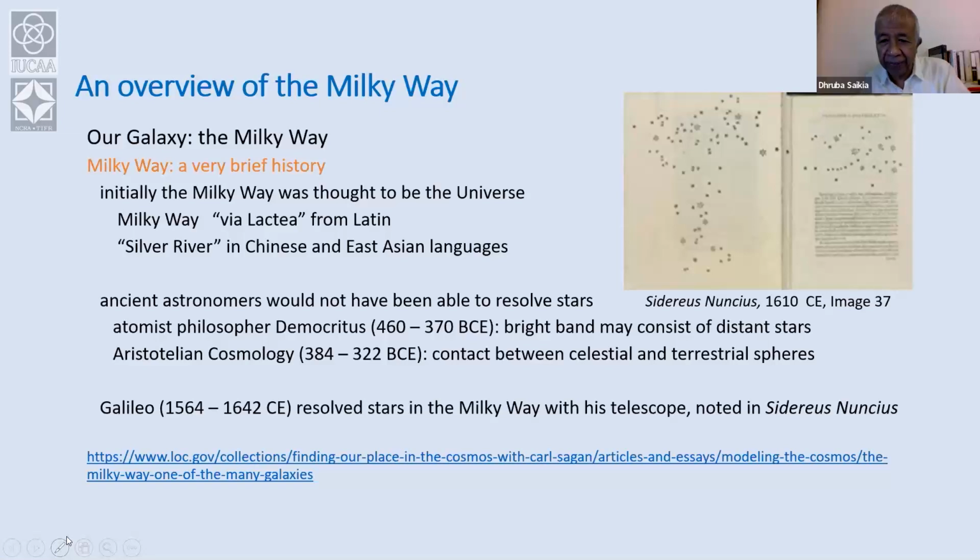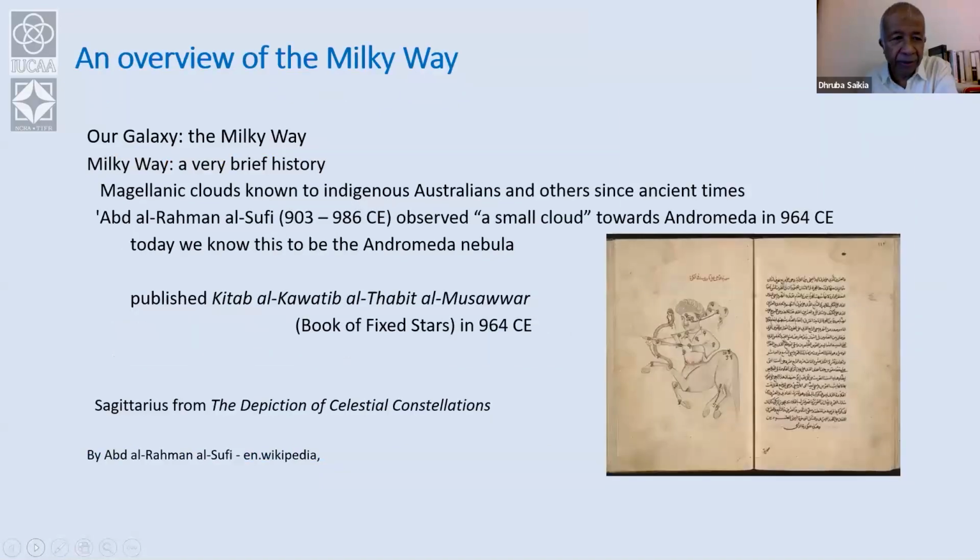And this is a bit from his book Sidereus Nuncius, which was published in 1610, showing the resolution of the Milky Way into individual stars. Otherwise, it used to appear to the naked eye as just a diffuse patch of light.